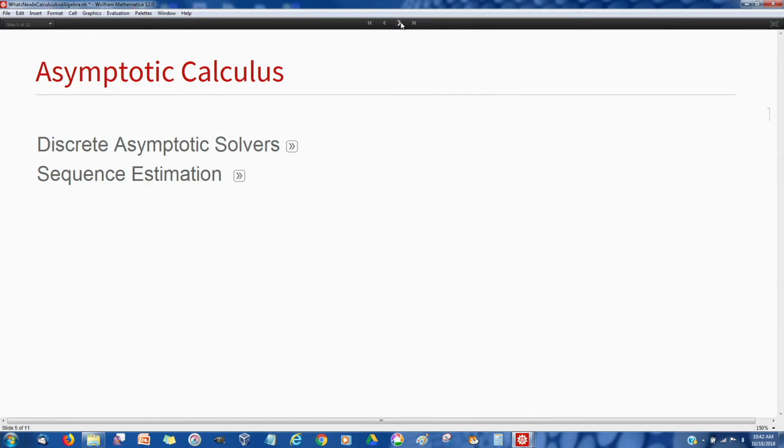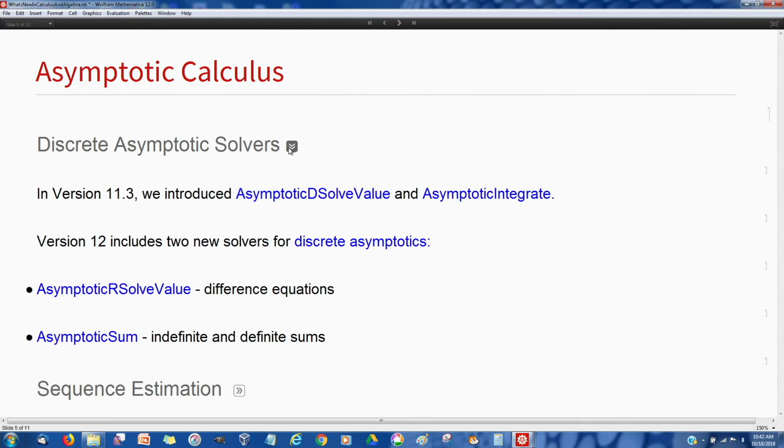So let me begin with asymptotic calculus. In version 11.3, we introduced AsymptoticDSolveValue and AsymptoticIntegrate for finding approximations to differential equations and integrals. And in version 12, we are now going to the discrete world of sequences, and we have two new functions, AsymptoticRSolveValue for difference equations and AsymptoticSum for indefinite sum.